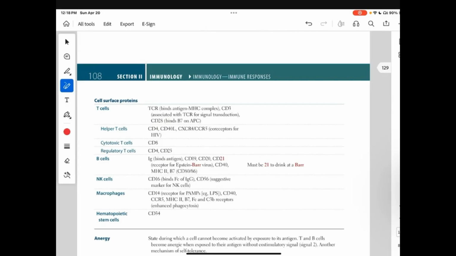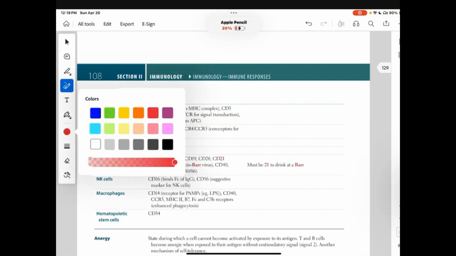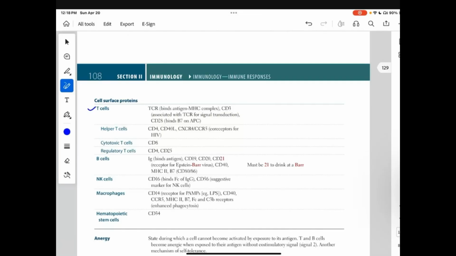So these molecules are typically present on white blood cells. Most of the cells we are talking about here are white blood cells: T lymphocytes, B lymphocytes, natural killer cells, macrophages, besides hematopoietic stem cells. Those are in the bone marrow, but most of these are white blood cells. So all of these are denoted by CD, CD, CD. What does that mean? It means cluster of differentiation.